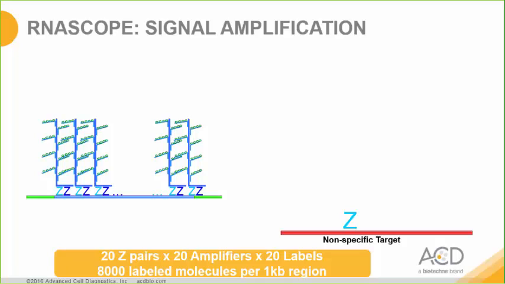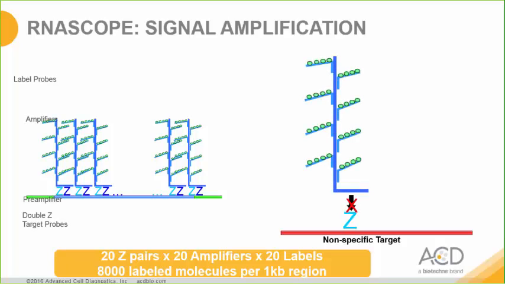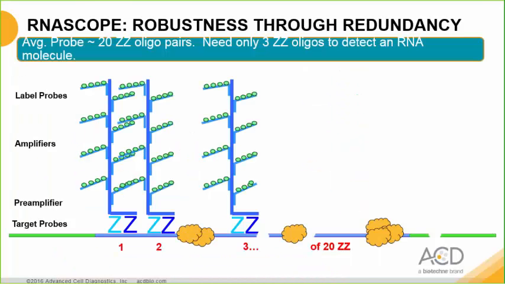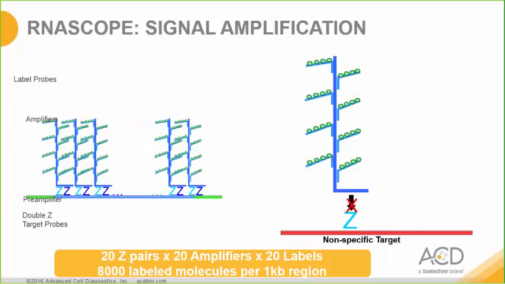However, if a Z probe binds to a non-specific target, it is unlikely for the adjacent Z probe to bind as well to form a pre-amplifier binding site. Therefore, the pre-amplifier will not bind to a single Z probe, and no signal will be generated. Thus, the double Z probe design provides a highly sensitive and specific method for RNA transcript detection through signal amplification and suppression of background noise.